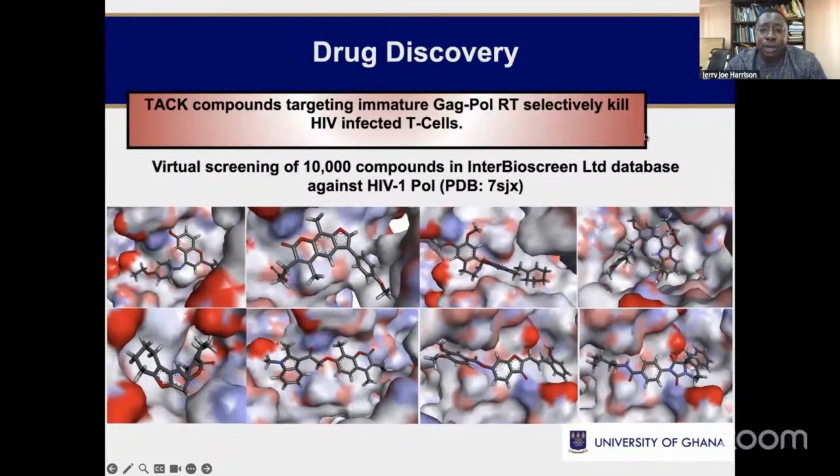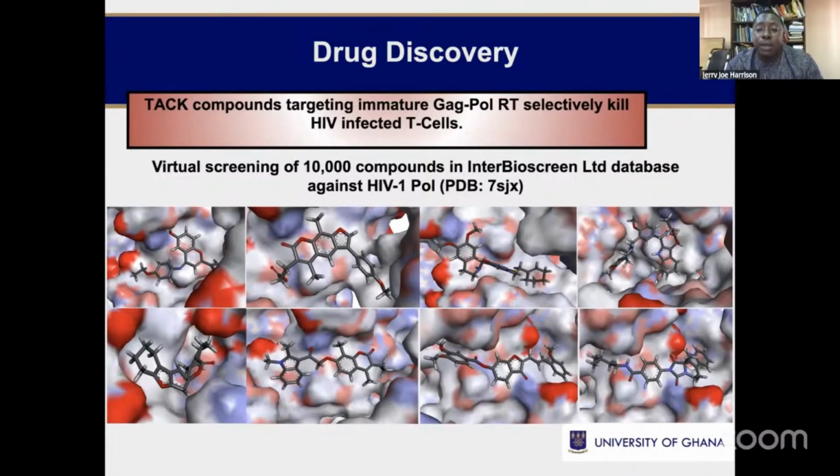after we published this work, Merck scientists published their paper showing that they have some small molecules that they believe target the Gag-Pol, but these have very unique tropisms. The phenotypes are such that when they put these molecules in, those molecules selectively kill HIV-infected T cells. And so we know that targeting the Gag-Pol may be a very interesting way of tackling HIV.